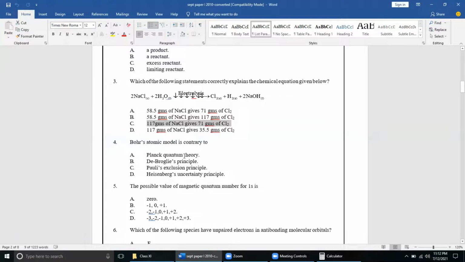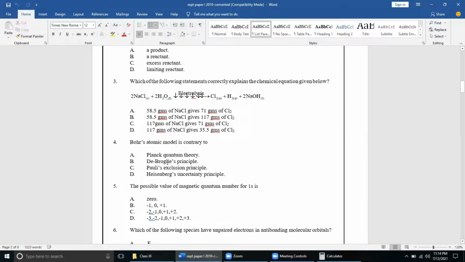Next is: Bohr's atomic model is contrary to Planck's quantum theory, de Broglie principle, Pauli's exclusion principle, Heisenberg uncertainty principle. Now check the options. Planck's quantum theory says that energy travels in the form of packets. Bohr's theory tells about the shells, and the formation of line spectrum, how electrons jump from one orbit to another orbit. So this option is wrong.